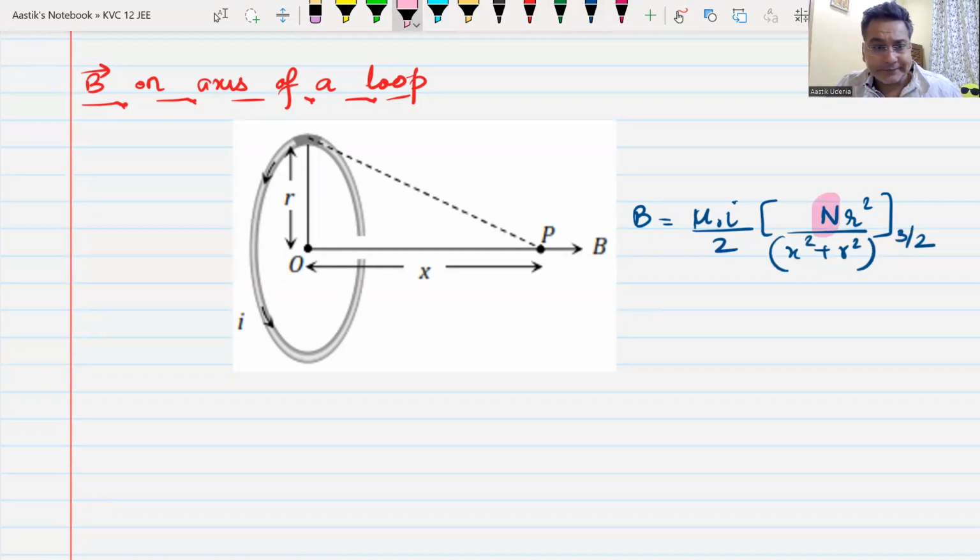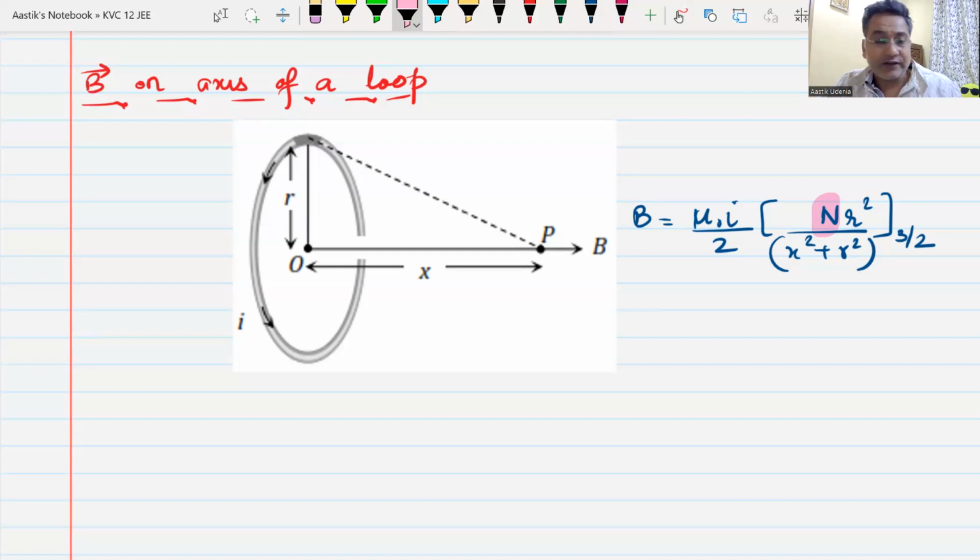What is this n? Nagarjun, what is it? No one knows it. What is this n? Number of loops. Number of turns in the loop. If it has one turn, n becomes 1. If there are n turns, it becomes n. This is the magnitude of the magnetic field.